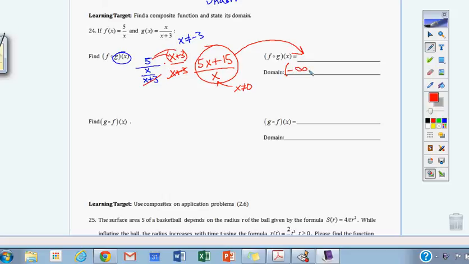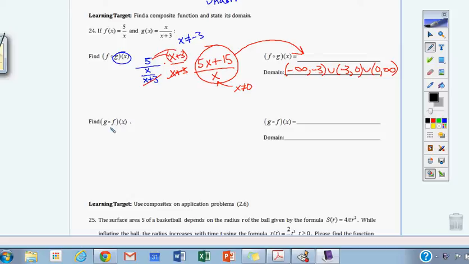So we got negative infinity all the way up to negative 3, but negative 3 does not work. Union negative 3 all the way up to 0 because 0 does not work. And then union 0 to infinity. So that's that one. All right, so next one here.